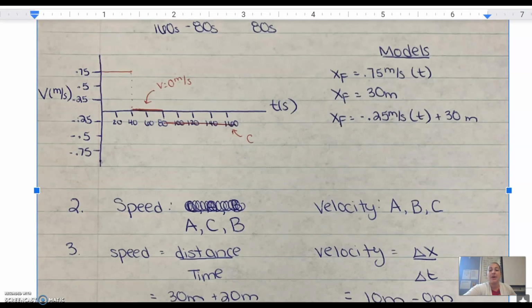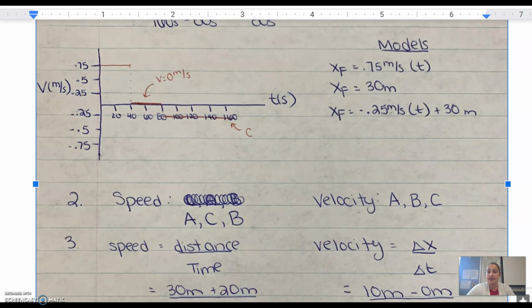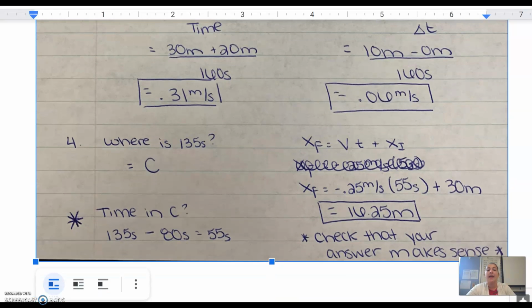All right, so last part. The last part wants you to solve for what is the exact position at 135 seconds. And this is where the mathematical models come in. So you say, okay, well, where is 135 seconds? All right, well, it's in section C. If you just go ahead and blindly plug in 135 seconds for this model, you're going to get an answer that doesn't make any sense.